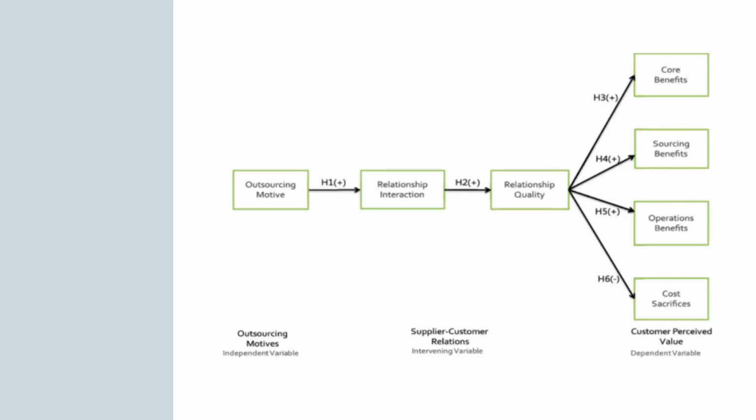This could be another diagram that you might see. So if you would notice, hypothesis 1 would aver that the outsourcing motive positively impacts relationship interaction. That's hypothesis 1. Relationship interaction positively impacts relationship quality, which is measured according to the four variables. So notice that in this case, outsourcing motives is determined to be the independent variable, supplier-customer relations is considered to be the intervening variable, and the customer perceived value is the dependent variable. Essentially looking at whether outsourcing motives affect customer perceived values.